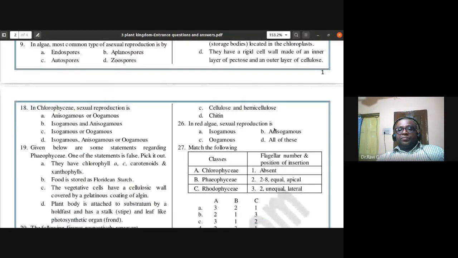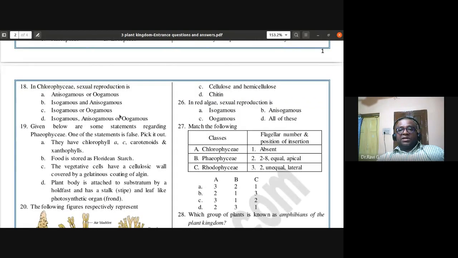in red algae, sexual reproduction is it isogamous, anisogamous, oogamous, or all of this? C is the answer. Oogamous type of sexual reproduction you can notice in Rhodophyceae or red algae.